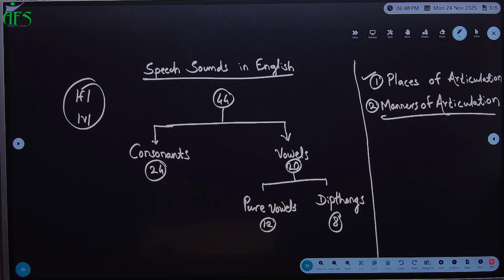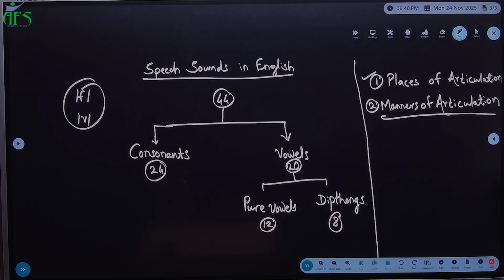So which sounds are there in the nasal sounds category in the manner of articulation? M, N and Ng. M, N and Ng. Get it?